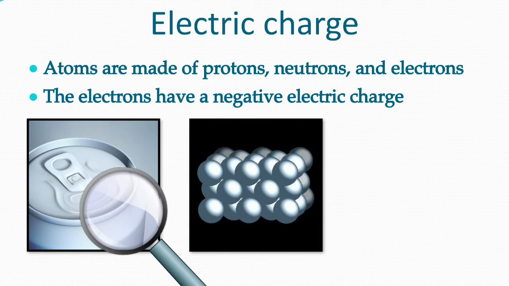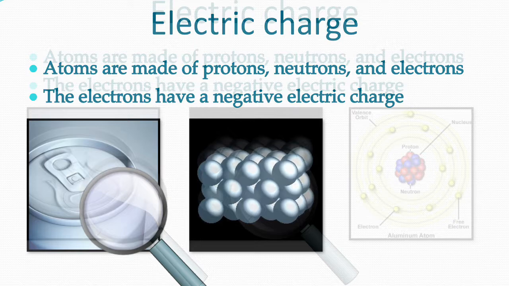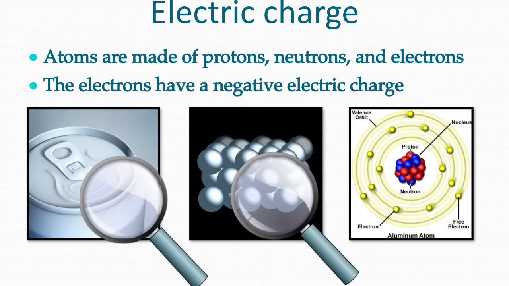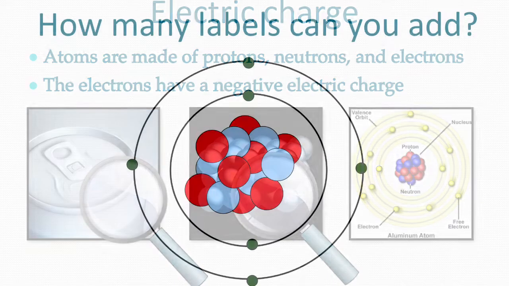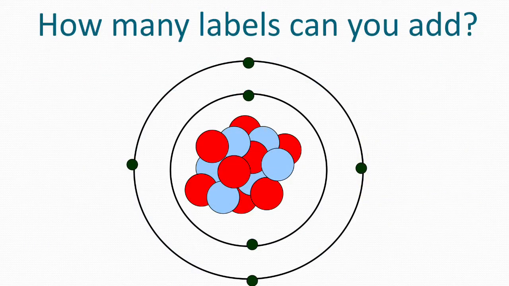The Coke can itself is made up of atoms, and each atom is made up of subatomic particles, and some of these particles have their own charge. Here we have a diagram of an atom that you may be familiar with. What I'd like you to do is copy this diagram down and then add as many different labels as you can think of. Pause the video now while you do that.